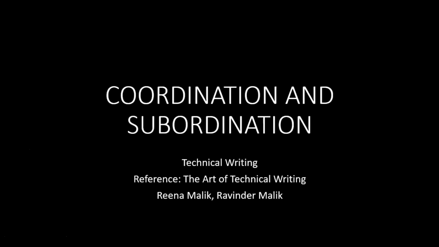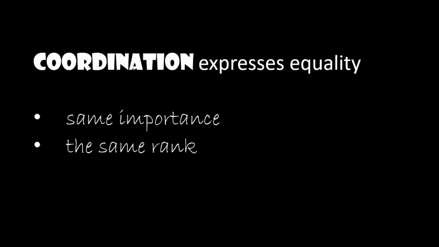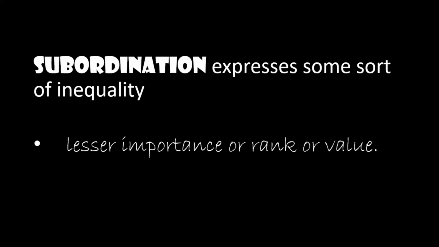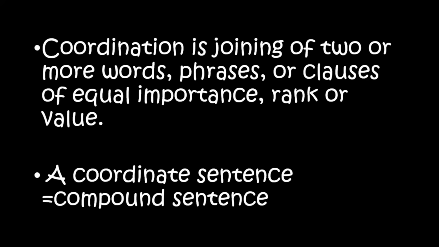Coordination and subordination. Most effective sentences bring together two or more ideas that relate to one another by use of coordination and subordination. Coordination expresses equality. Two things that coordinate have roughly the same importance, the same rank, the same value. On the other hand, subordination expresses some sort of inequality. When one thing is subordinate or dependent upon another, it is in some way of lesser importance or rank or value. Now let's have coordination first.